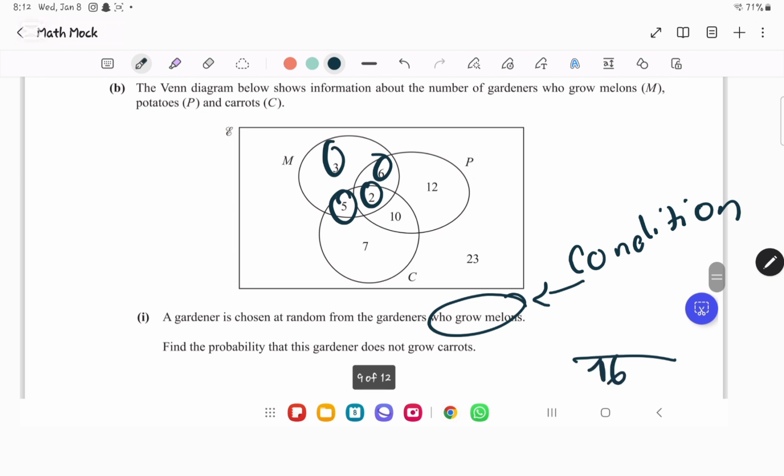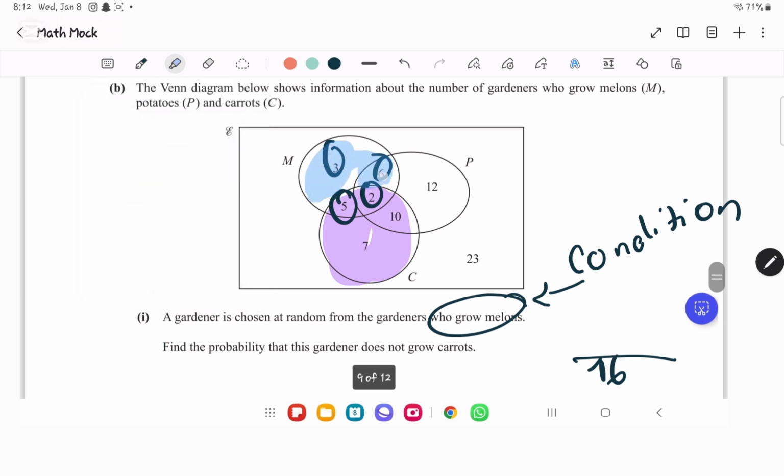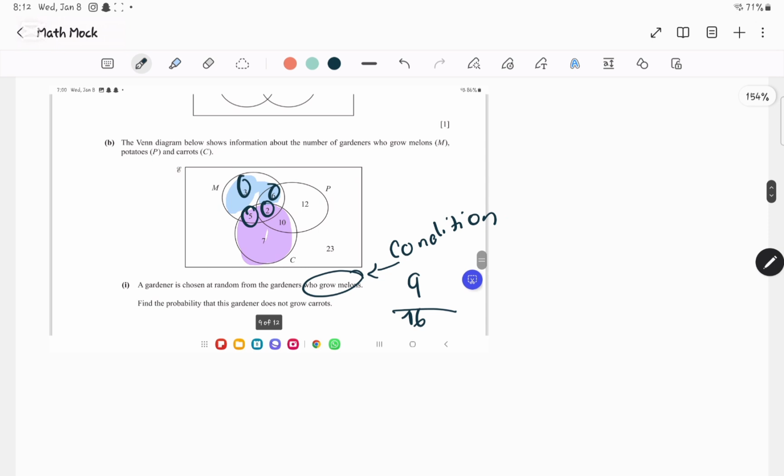Now find the probability that this gardener does not grow carrots. You can do it in 2 ways. You can do 1 minus the probability he grows carrots, or you can just take the ones where he does not grow carrots. If this is the carrots, we will just choose the ones that do not grow carrots. So in this case, it's going to be 3 plus 6. So 3 plus 6 is 9. So 9 over 16 is our final answer.